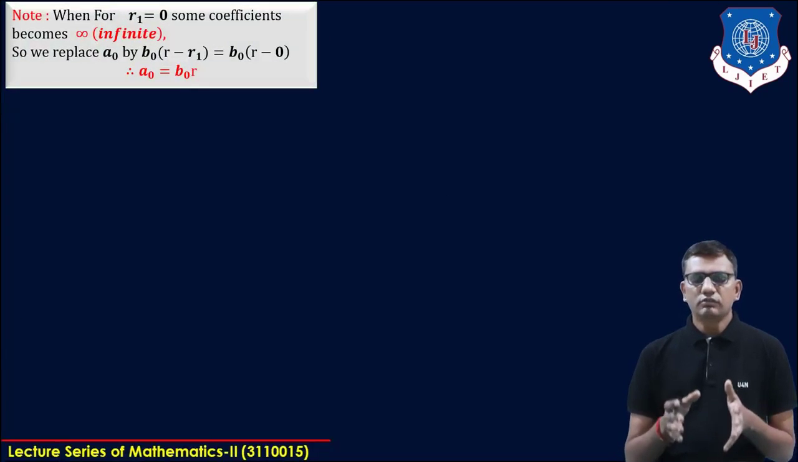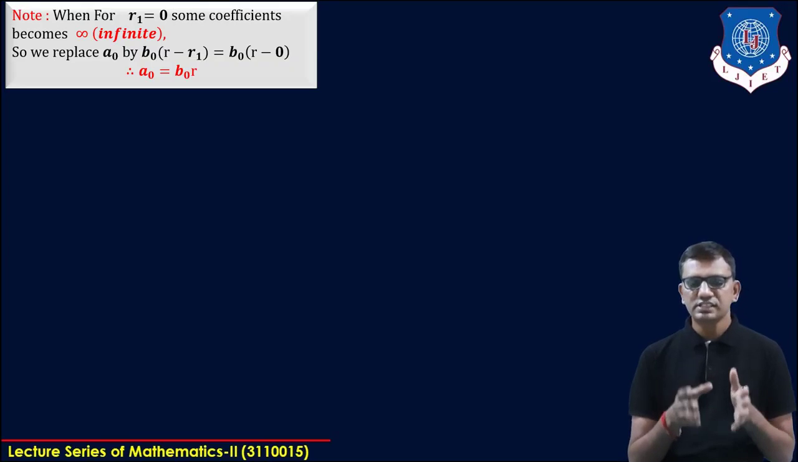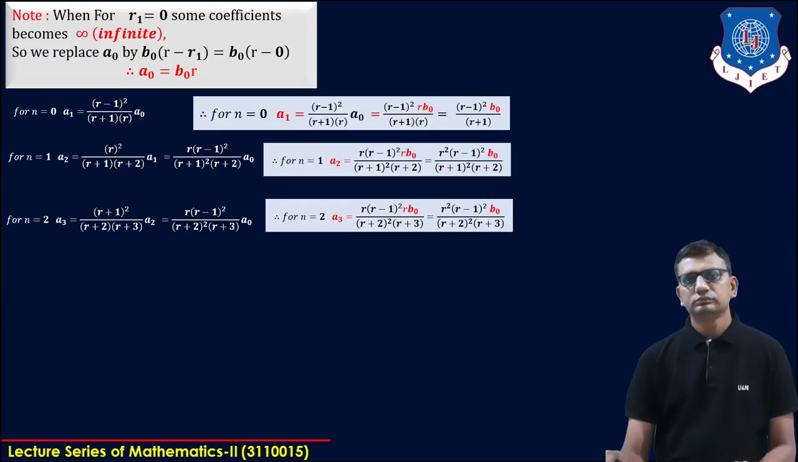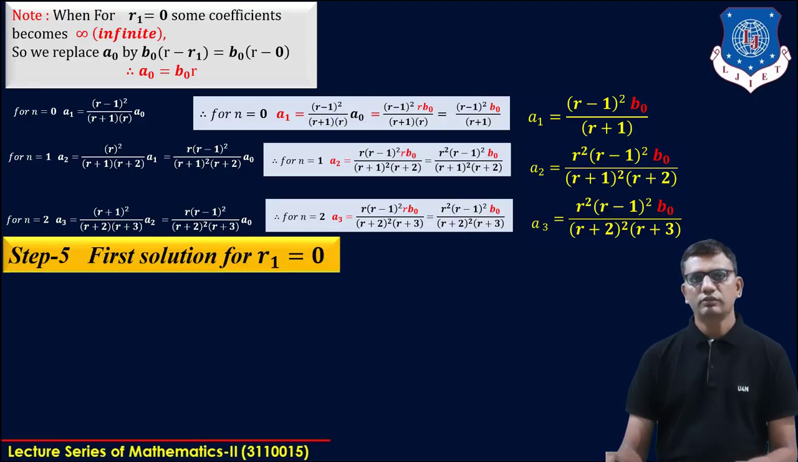Here for r equal to r1 equal to 0, some coefficients of the power series solution become infinite. So we replace a0 by b0 into r, and then after calculating properly, a1 equal to (r minus 1) whole square b0 upon r plus 1, a2 equal to r square into (r minus 1) square upon (r plus 1) whole square into (r plus 2) b0, and a3 equal to r square (r minus 1) whole square upon (r plus 2) whole square into (r plus 3) b0. Now we will find the first solution for r equal to r1 equal to 0.